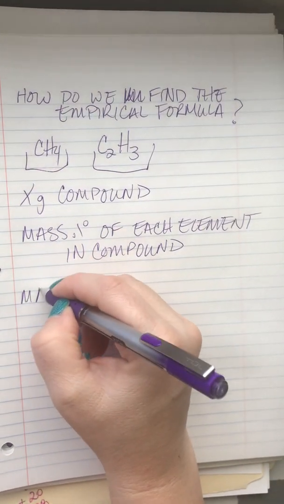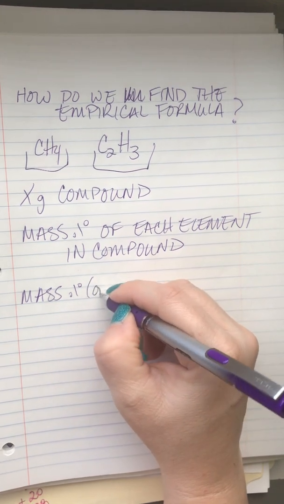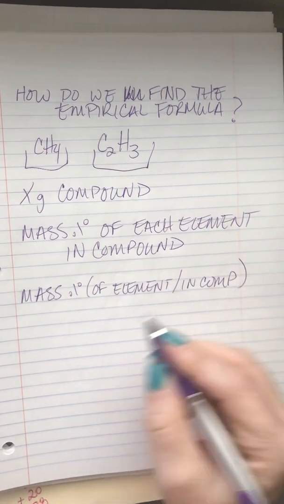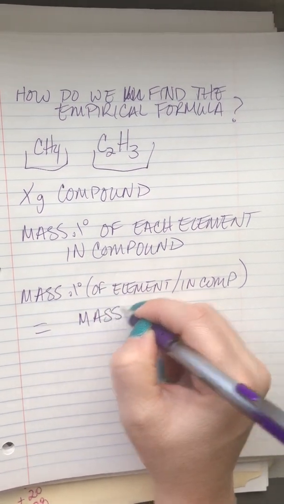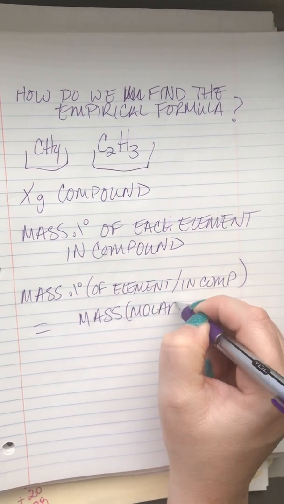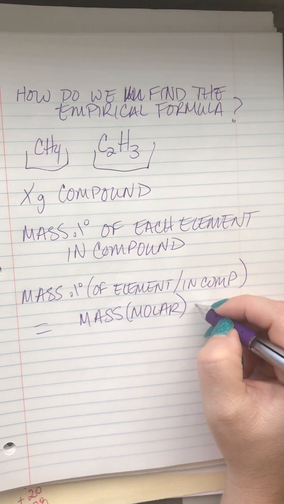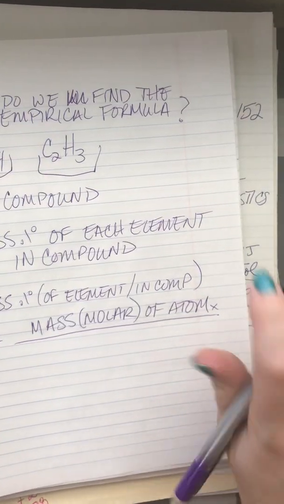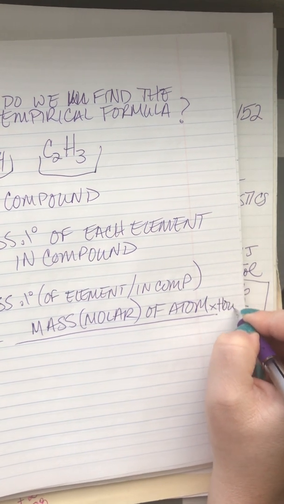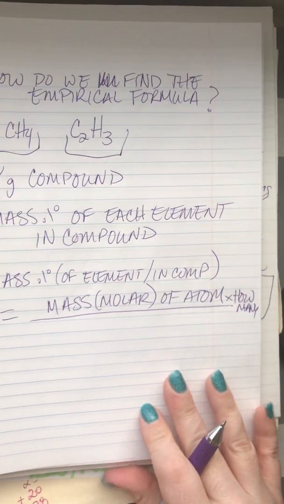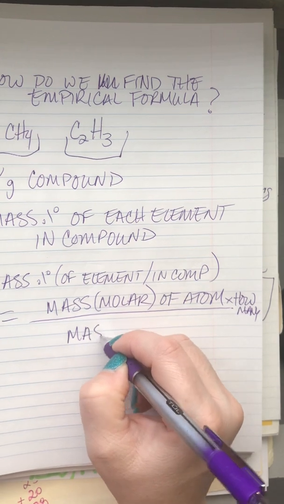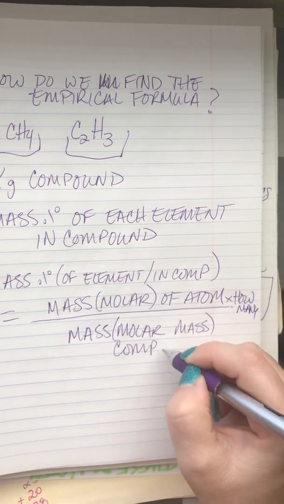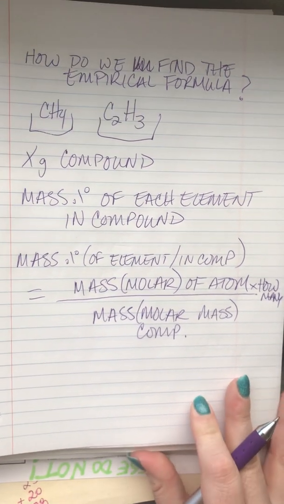So the mass percent of an element in a compound is equal to the mass, or the molar mass is what we're going to be using most of the time, of the element or the atom times however many there are, divided by the molar mass of the compound. Okay, so that sounds really complicated, but it's not.